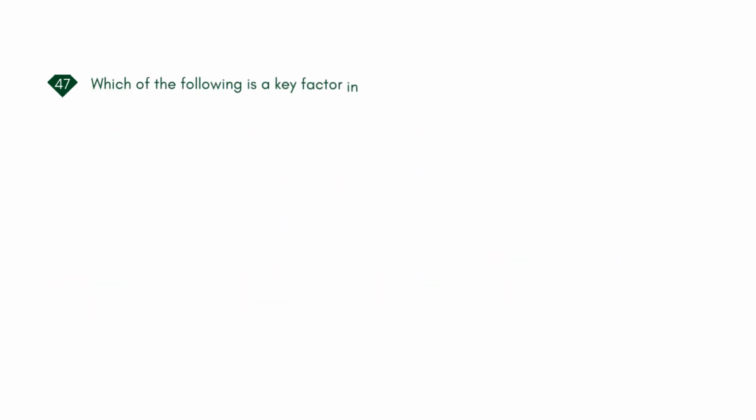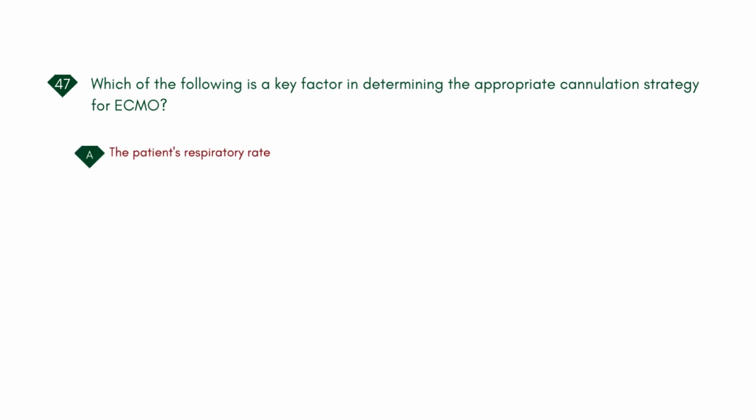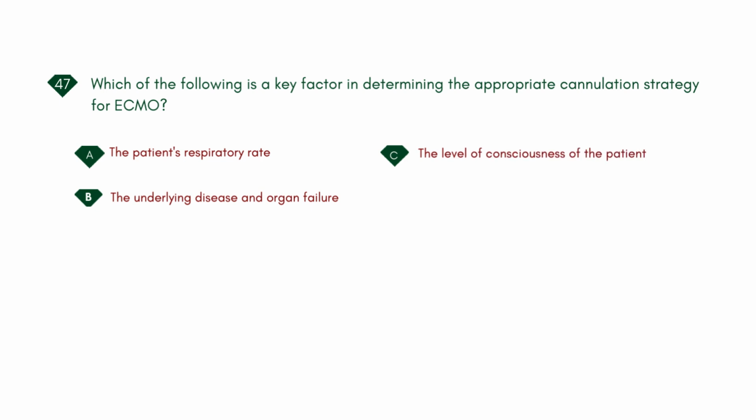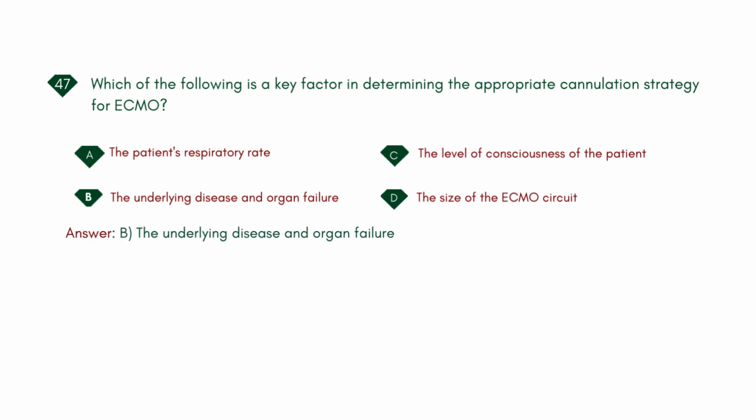Which of the following is a key factor in determining the appropriate cannulation strategy for ECMO? A. The patient's respiratory rate. B. The underlying disease and organ failure. C. The level of consciousness of the patient. D. The size of the ECMO circuit. Answer: B. The underlying disease and organ failure.